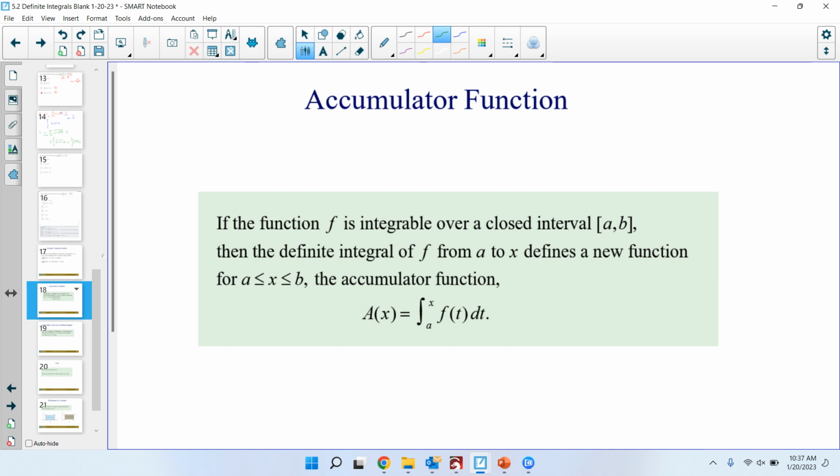Now, this notation is important. Write that down, but notice the variables you're writing down.